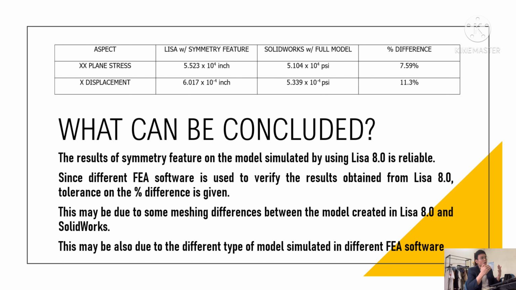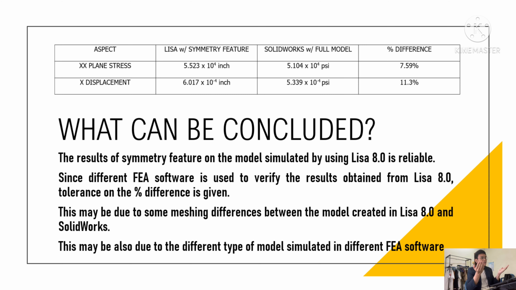Because we are using two different types of FEA software, and because they are using different solvers, a tolerance is given for the percentage difference. So the percentage difference, although above 5%, is still considered as accurate because of the tolerance given.